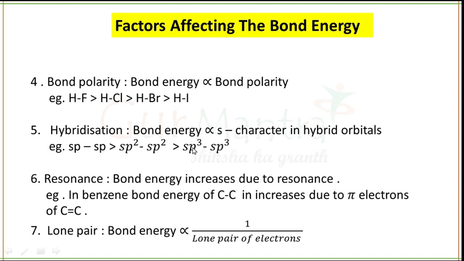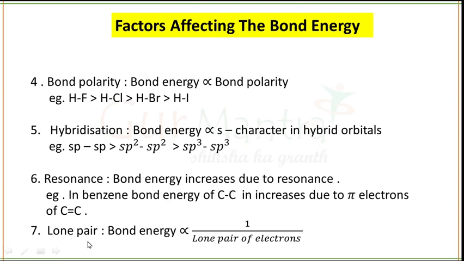Next point is resonance. Resonance can be defined as the delocalization of pi electrons in a particular ring. This ring could be of any organic compound, for example benzene. So basically in benzene, the bond energy of the C-C bond increases due to the pi electrons of the C=C double bond. Bond energy increases due to resonance. And number 7 is lone pair. Bond energy is inversely proportional to the number of lone pairs. If there is a maximum number of lone pairs present in a particular molecule, then its bond energy should be minimum.